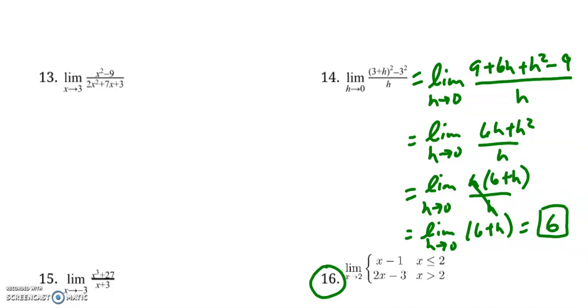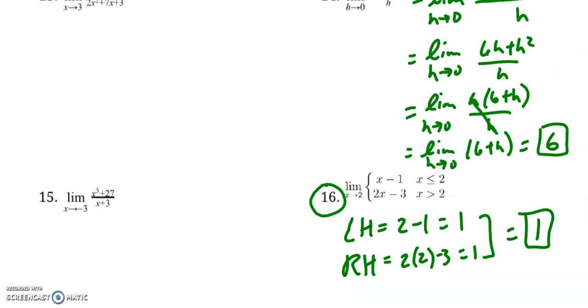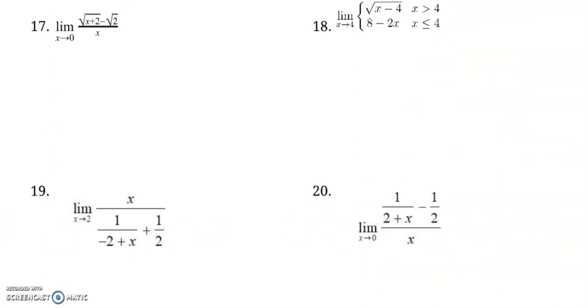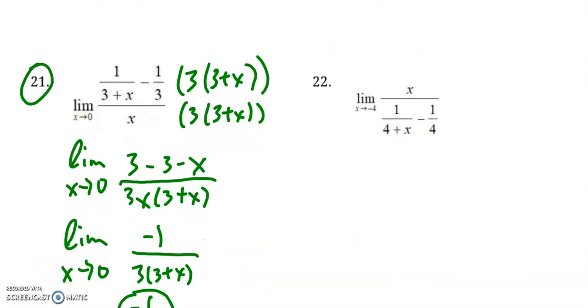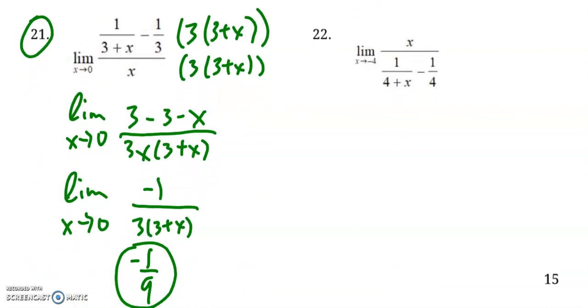Okay, so now I would like you to try 2 problems. If you could try 16 and 21, and then push play when you are ready to check those answers. Okay, so 16 is simply direct substitution. Make sure you plug it in on both the top and the bottom, so you get the left-hand and right-hand behaviors, and again, they equal each other. So that means the limit is going to be 1. And then 21, I multiplied by the baby LCD. You might have combined, but you get your answer here to be -1 over 9.